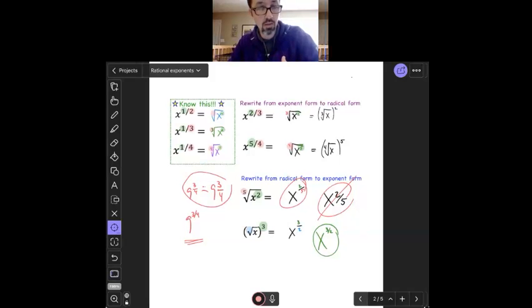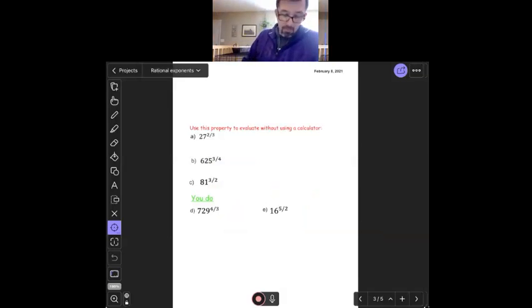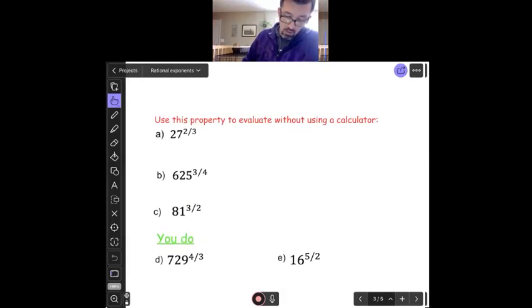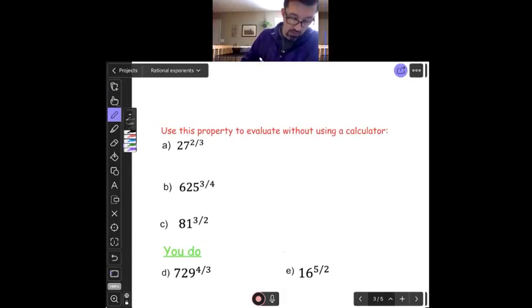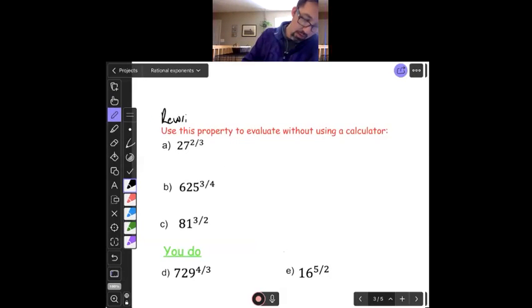We're going to go apply this. So are you guys good to move on? All right. I know on the worksheet I wrote the instructions just slightly differently. It says rewrite into radical form, then evaluate.